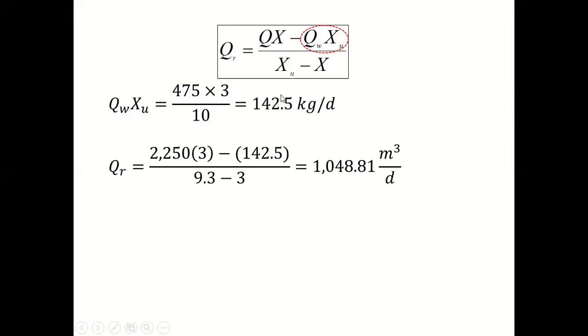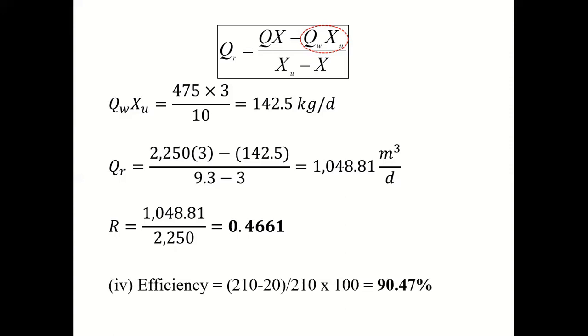Then we go to the equation of QR again and substitute here. So QR equals 1048.81 cubic meters per day. Then we can calculate R, which is QR over Q. So the recycle ratio is 0.4661, which means around 46 or 47% of the sludge will be recycled. It's almost half of the sludge recycled to maintain the food to microorganism ratio, and to maintain the reaction inside the aeration tank.